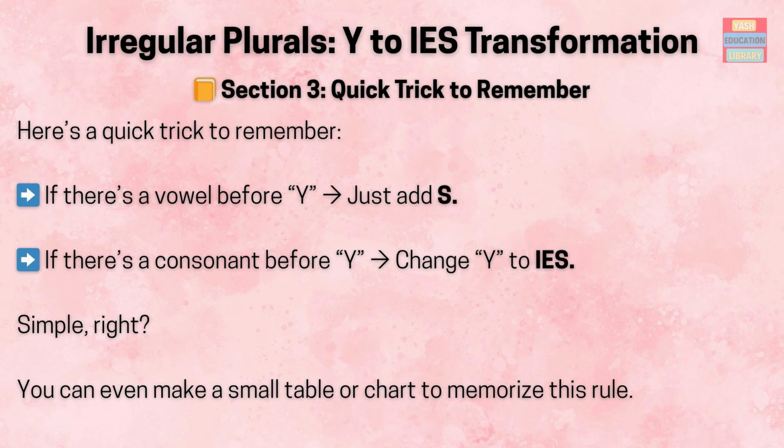Section 3. Quick trick to remember. Here is a quick trick to remember. If there is a vowel before Y, just add S. If there is a consonant before Y, change Y to IES. Simple, right? You can even make a small table or chart to memorize this rule.